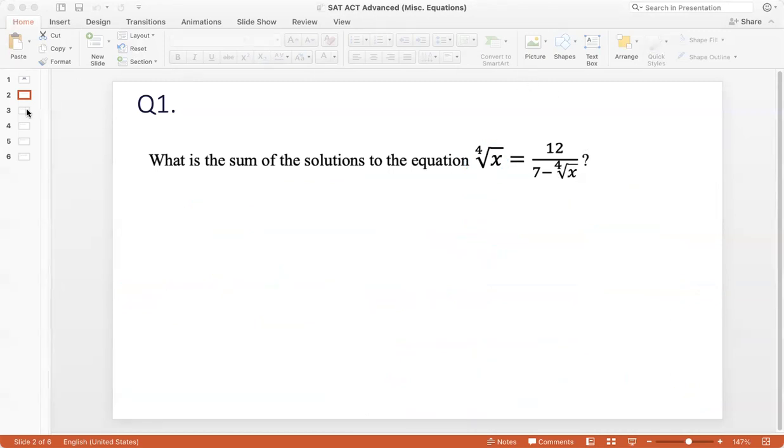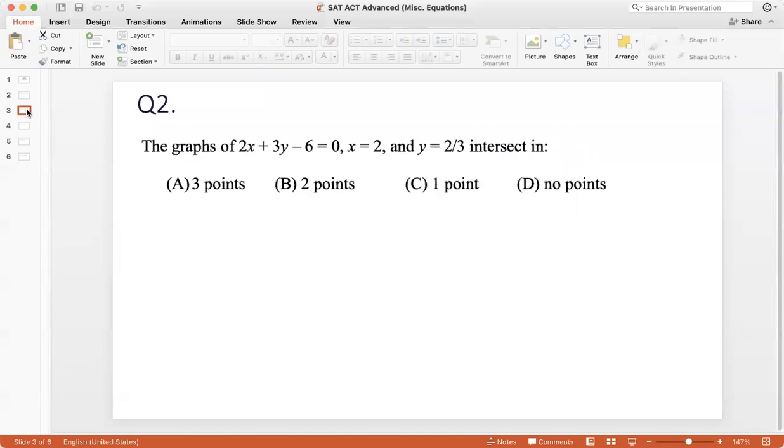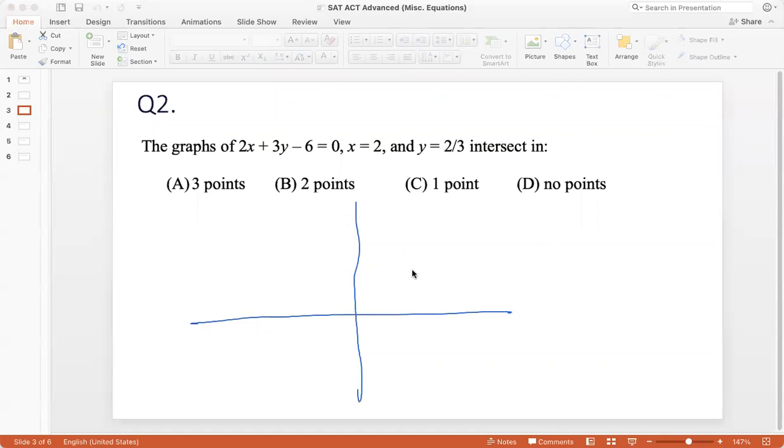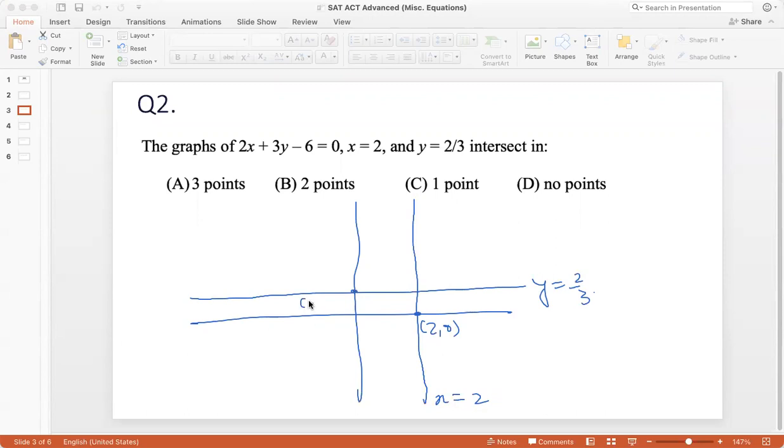Okay, let's go to the next one. The graphs of 2x plus 3y minus 6 equal to 0, x equal to 2, and y equal to 2 by 3 intersect in how many points? Okay, so let's try and see how this would look. So x is equal to 2 will just be a vertical line, right? That passes through (2, 0). y is equal to 2 by 3 will be a horizontal line that passes through (0, 2 by 3). This is the y-axis and this is the x-axis.